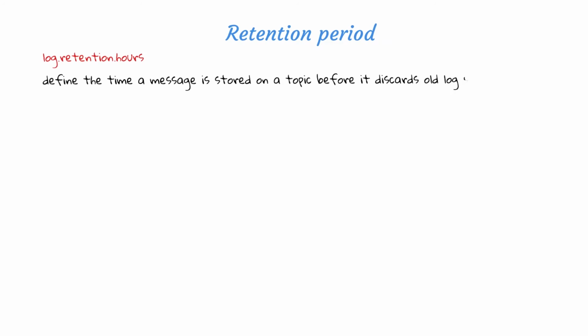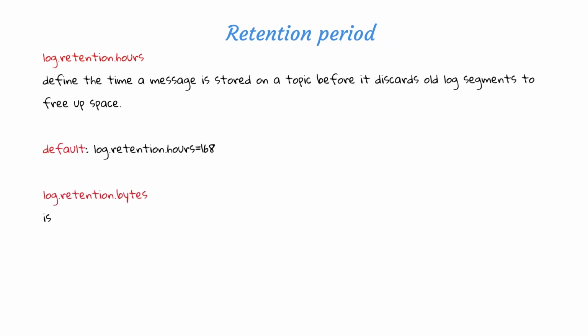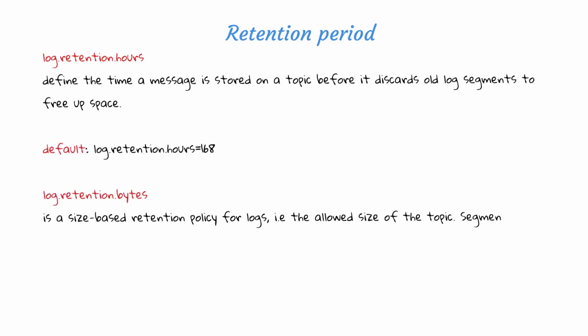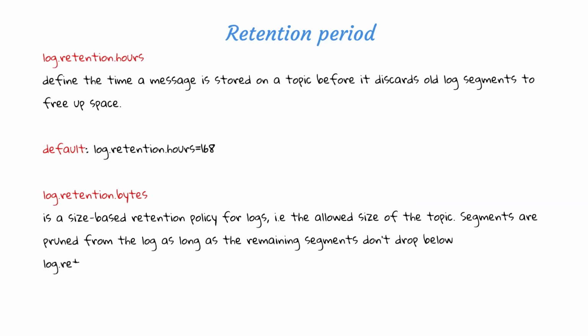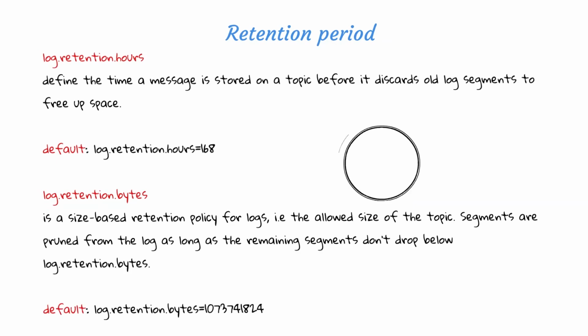First, it is log retention hours. It defines the time a message is stored on a topic before it discards all log segments to free up space. The default value is 168 hours. Another parameter is log retention bytes. It's a size-based retention policy for logs. In other words, it is a maximum size of the topic.